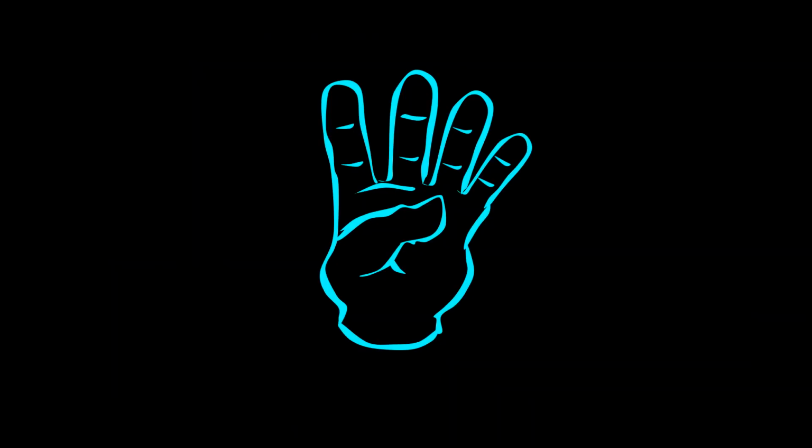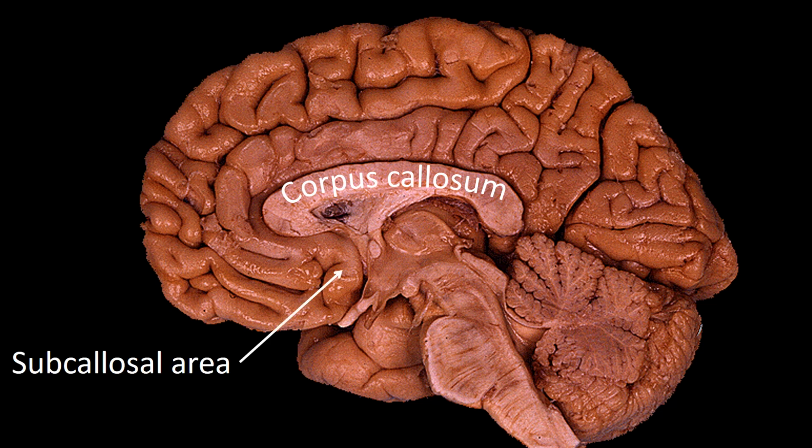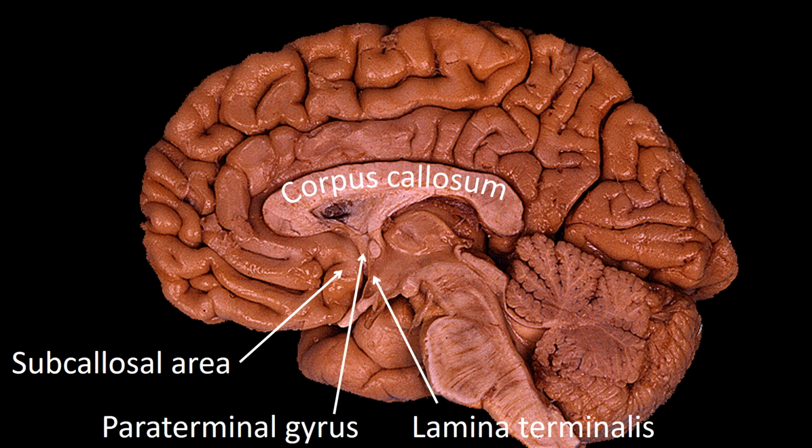The fourth structure mentioned in this question is the paraterminal gyrus. In the mesial view of the brain, you can see the corpus callosum and the subcallosal area. You can also see a ribbon-like structure indicated here, which is called the lamina terminalis. The paraterminal gyrus is between them.